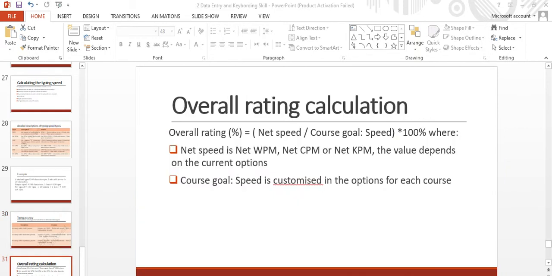Now the overall rating calculation. The overall rating percentage formula equals net speed divided by course goal speed, times 100%, where net speed is net WPM, net CPM or net KPM. The value depends on the current options, and the course goal speed is customized in the options for each course.